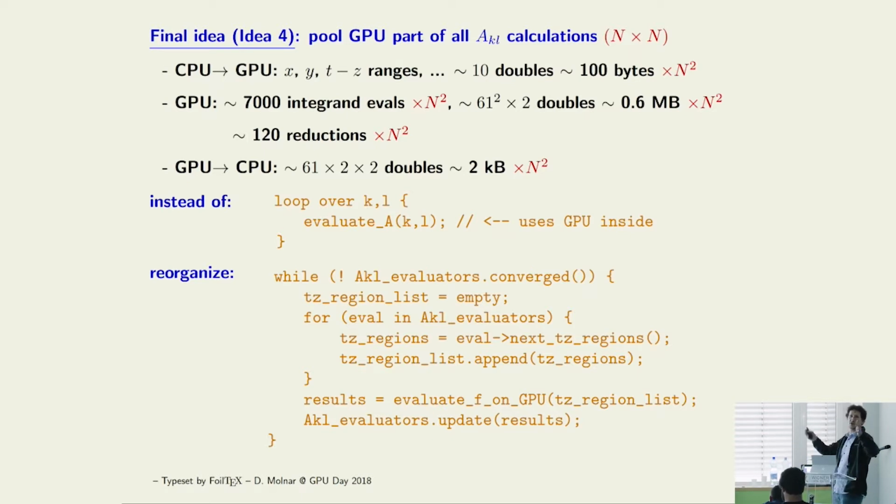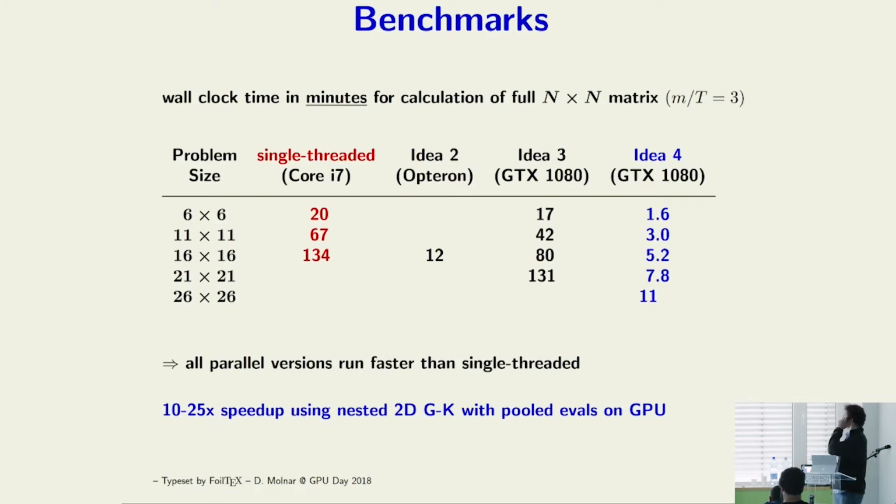Now you're doing hundreds of thousands, millions of calculations on the GPU. Once the result comes back, which is like 120 doubles for each result, you have to update all the evaluators with this data, and then keep going back and checking whether you converged. So it's possible to do, and it's beneficial.